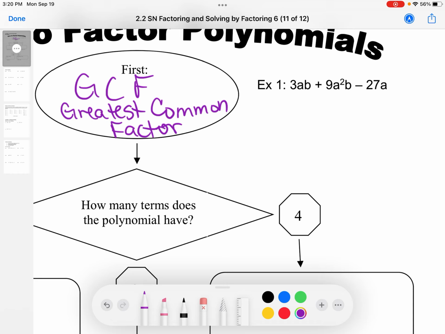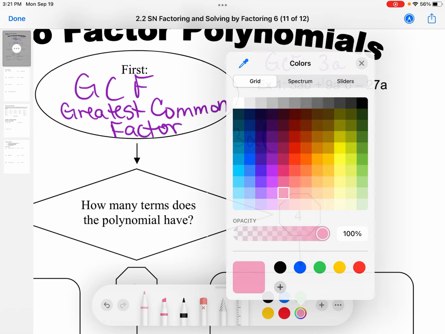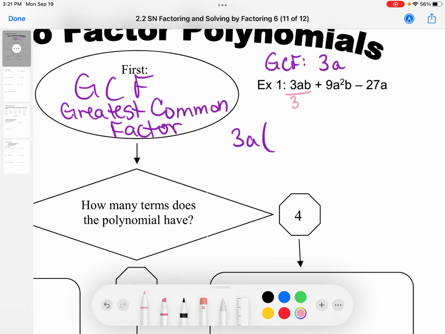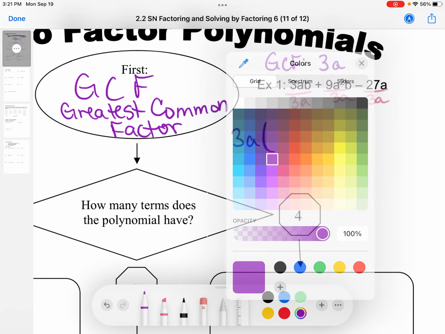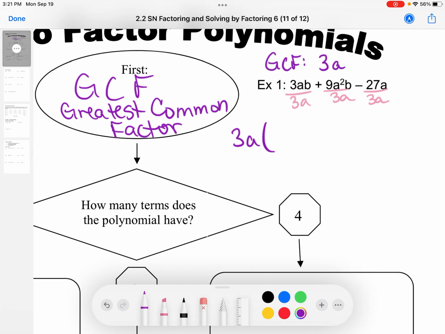So if we look at example 1 over here, its greatest common factor for the numbers is going to be 3, but then look at the variables. Every term has at least one power of a, so 3a is that greatest common factor. Then to actually factor that out, we take each term and we divide it by that greatest common factor, 3a, and then what remains is inside the parentheses.